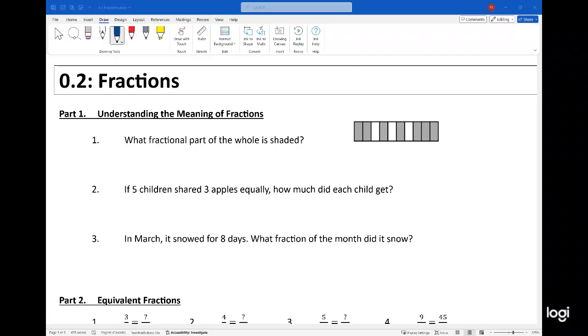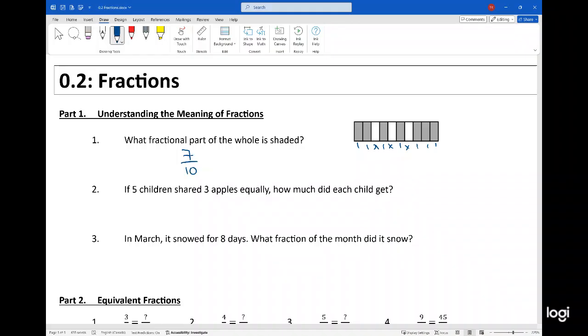For the first part, what fractional part of the whole is shaded? We could take a quick look here. We've got 1, 2, 3, 4, 5, 6, 7 shaded, and there are a total of 10. There are 3 more unshaded. So 7 out of 10 are shaded.